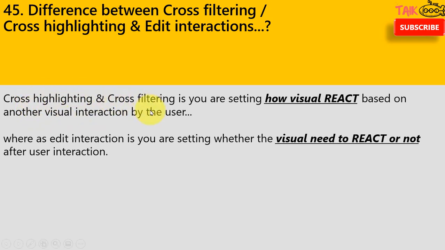So in cross highlighting and cross filtering, you are setting how the visual should react, whether it has to highlight or filter the data based on selection of one visual to another visual. Whereas in edit interaction, you are just setting whether to react or not, either cross highlighting or cross filtering. That is secondary. The first thing is whether it has to react or not. That is what edit interaction is useful for.